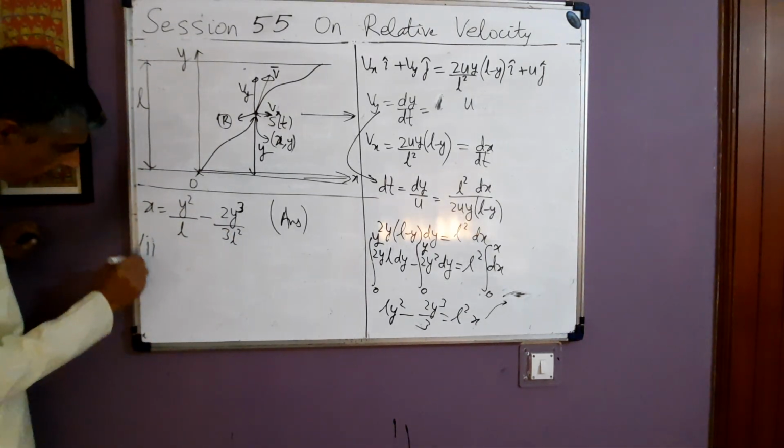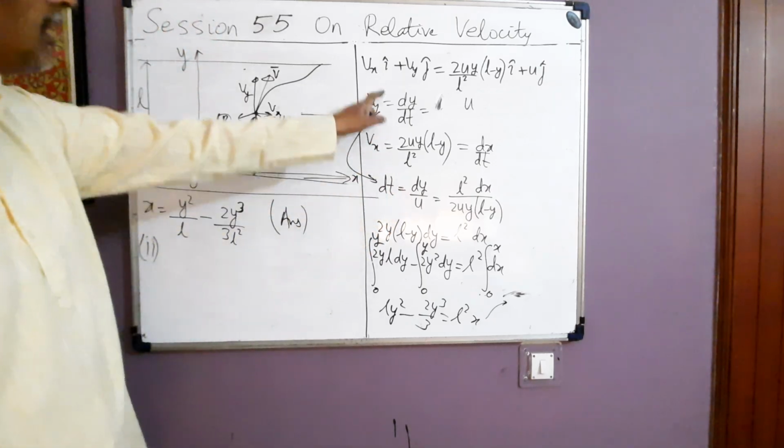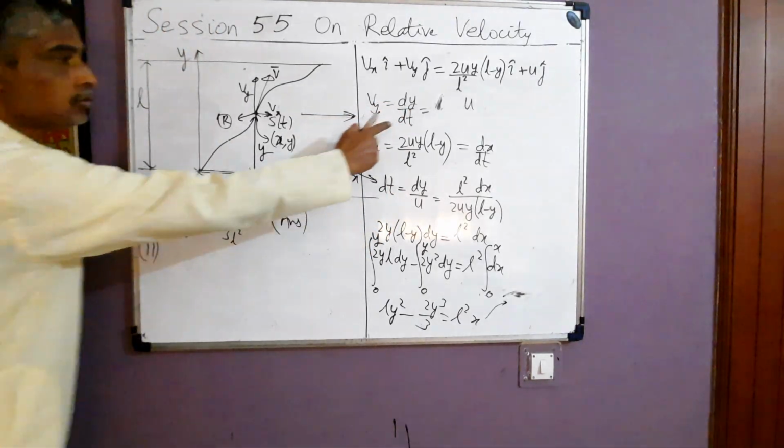The second thing we have been asked is to find the time taken by the swimmer to cross the river. So from this equation we see Vy equals dy by dt, which we wrote here just now.